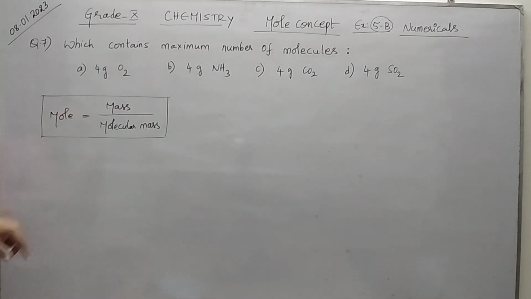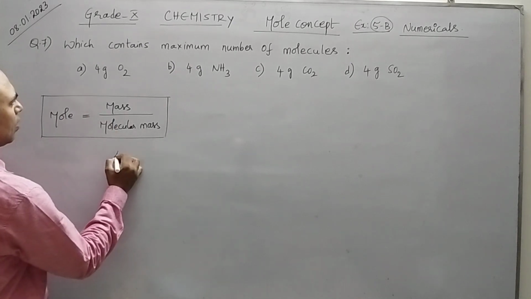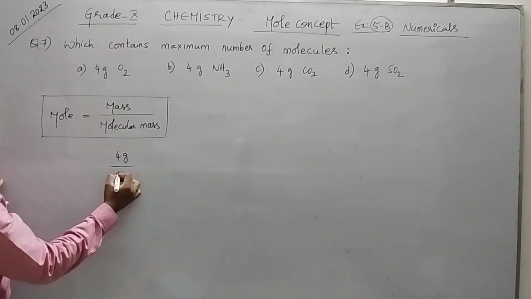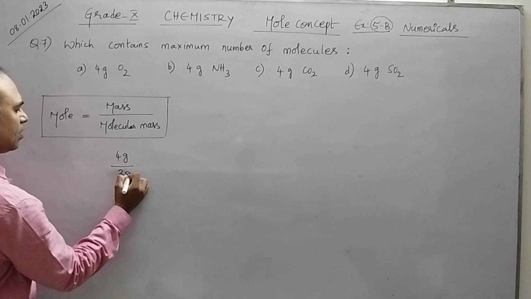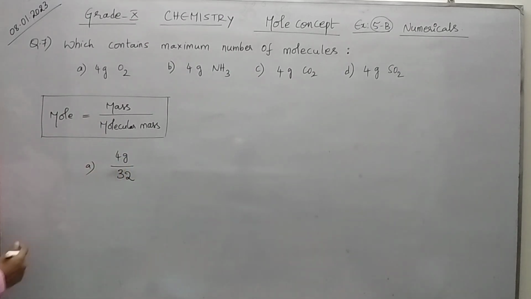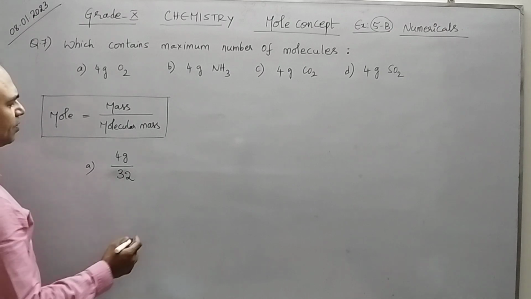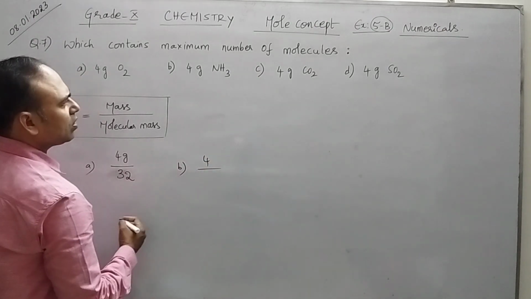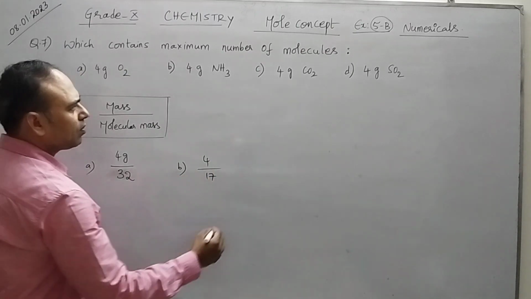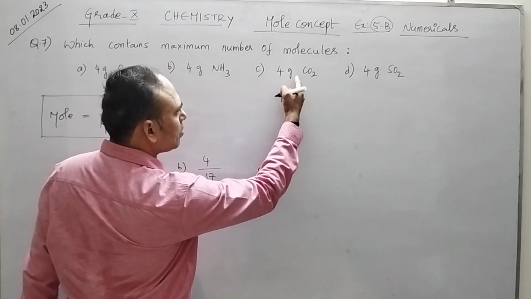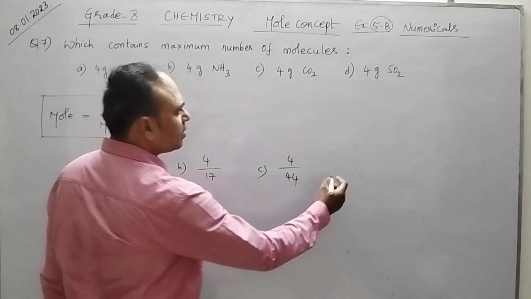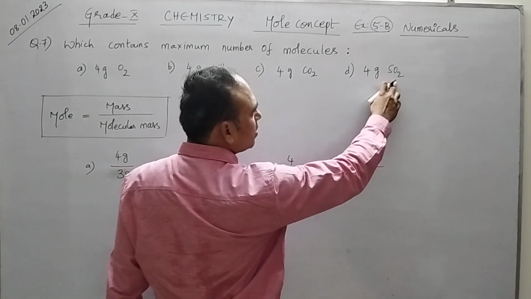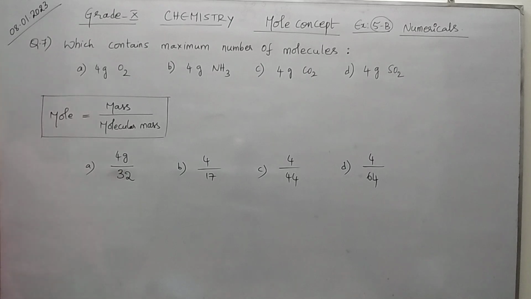First one, mass by molecular mass for A. What is the mass here? 4 grams. Molecular mass of O2, nothing but 16 into 2, so we can directly write it as 4 by 32. So number of moles in the case of 4 gram oxygen is 4 by 32. Second one, again the same mass, 4 gram by NH3 is 17. For C, 4 by, so carbon 12, this is 32, 4 by 44, and the last one D, 4 by, this is 32 plus 32, therefore you get 64.